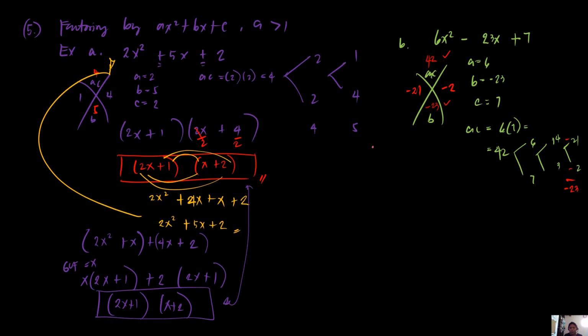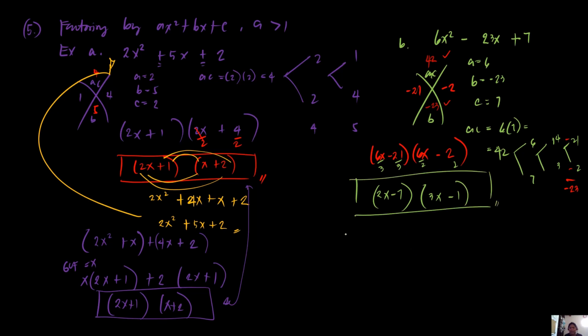Solution 1. We have 6x squared. What are the factors? Negative 21 and negative 2. Then, let's simplify them. As you can see, 6 and 21, what is the common factor? 3. Divide them, you will have 2x minus 7. What are the factors of 6 and 2? You have 2. Divide them, you will have 3x minus 1. So, this is your final answer.